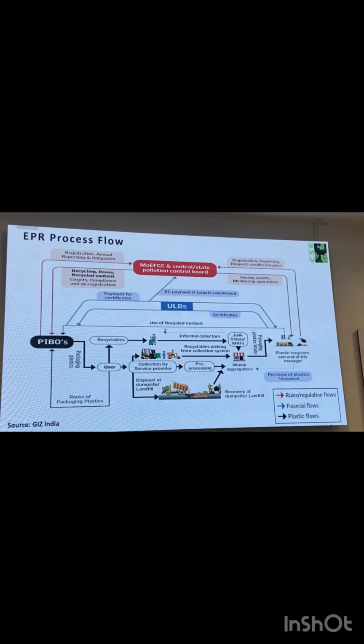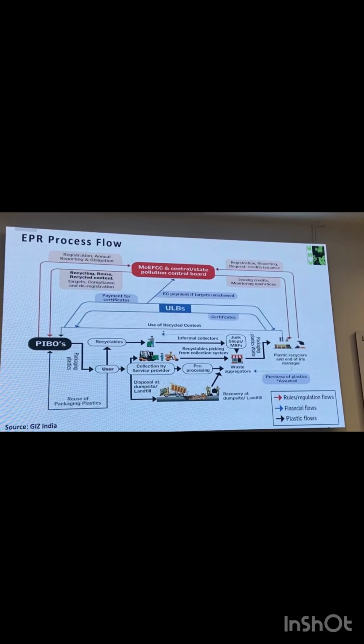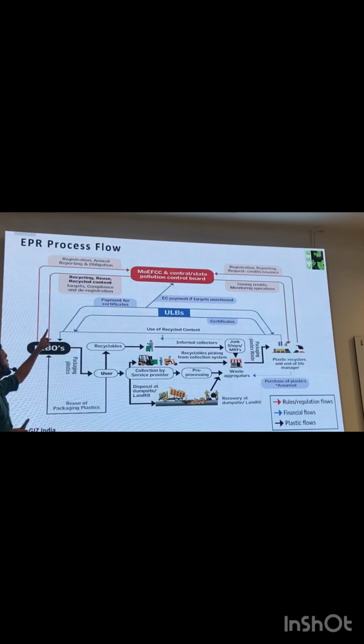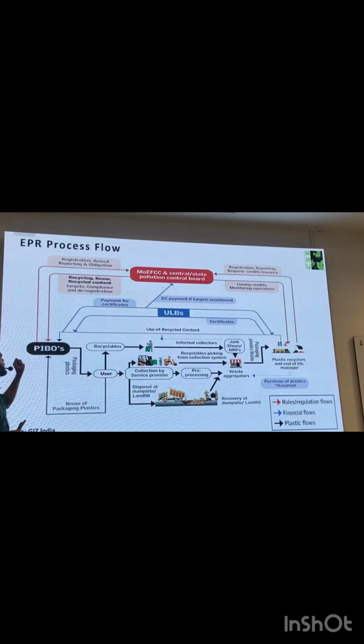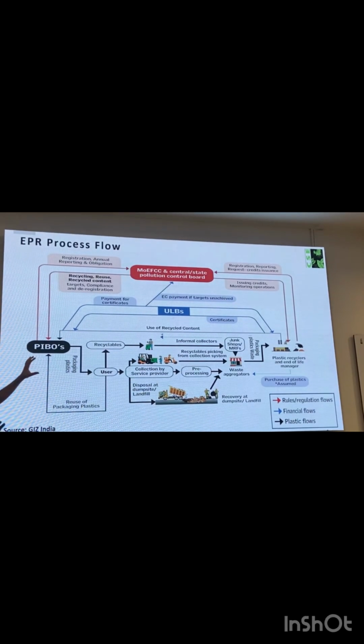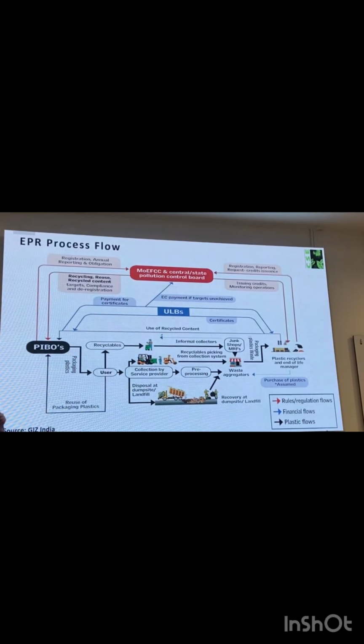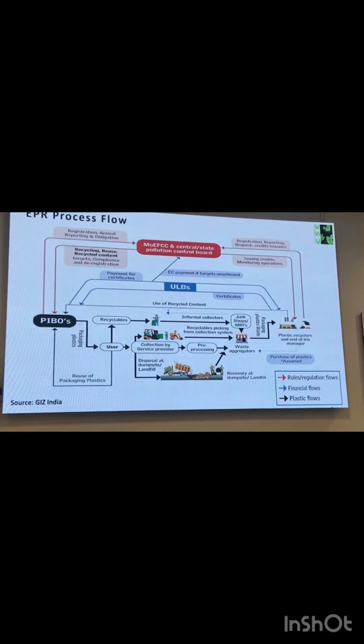And then on the basis of the information that the polluters are sharing, the MoEF and CPCB will issue recycling targets, reuse targets, recycled content targets, right? And it is for them to then start complying on the basis of these targets. What the targets are, we will look at in the next slide.